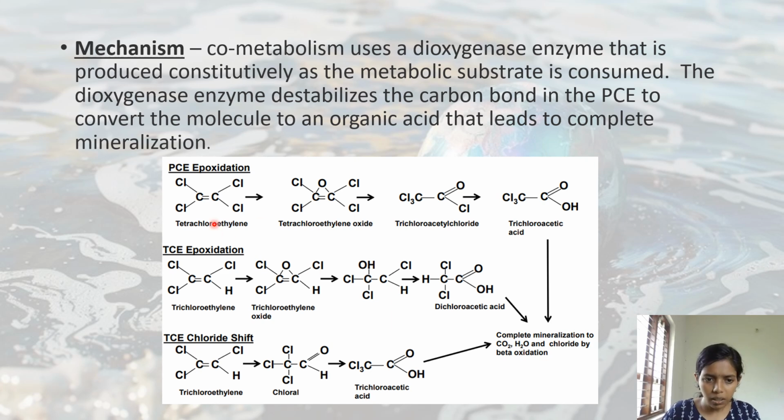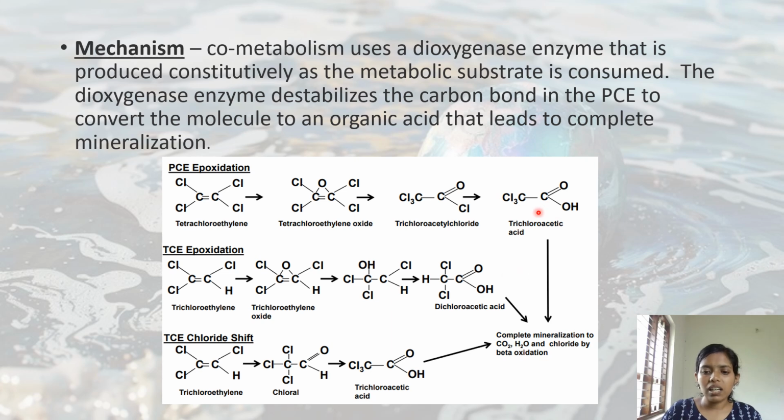Here we can see PCE epoxidation. PCE is also known as tetrachloroethylene. Here we can see the carbons have double bonds. With the help of the dioxygenase enzyme, an oxygen atom is added between these carbons, and with that the double bond is destabilized, and this tetrachloroethylene is finally converted into trichloroacetic acid, which is an organic acid.